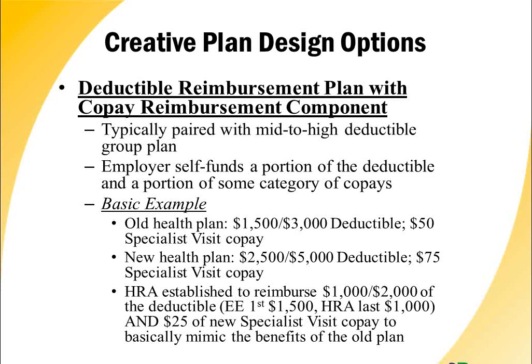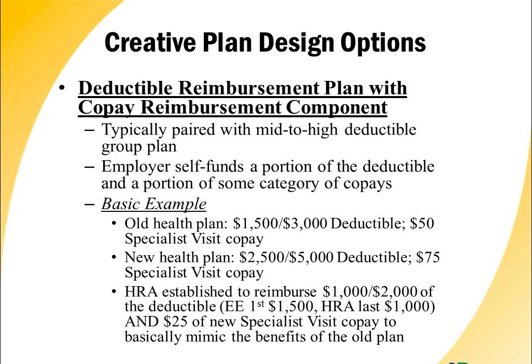And so a basic example of this is, let's say we had an old health plan with a $1,500, $3,000 deductible, $1,500 for employee only, $3,000 for family, and then a $50 specialist visit copay. Now, the employer gets their renewal back. It's a terrible renewal, so they're looking at options, and they settled upon going to a $2,500, $5,000 deductible plan with a $75 specialist visit copay.